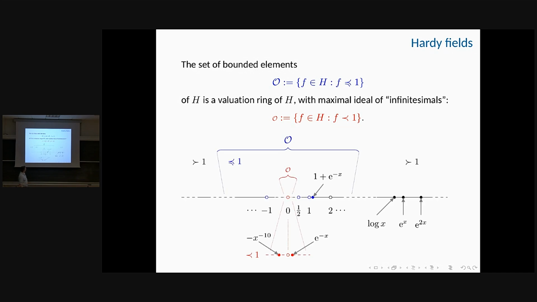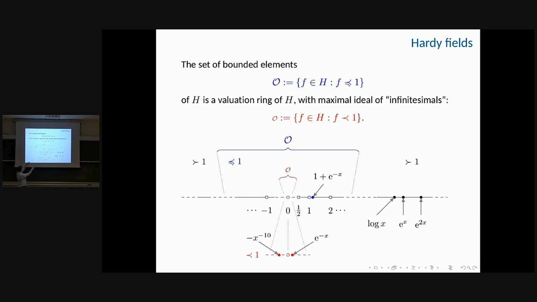So you can draw a picture maybe of a typical Hardy field. So you think of this as sort of an extension of the real number line. So here we have the real numbers, but then beyond that we have the terms of functions that go to infinity, like log x, e to the x, e to the 2x, right? They live out there, and similarly to the left if they go to minus infinity.